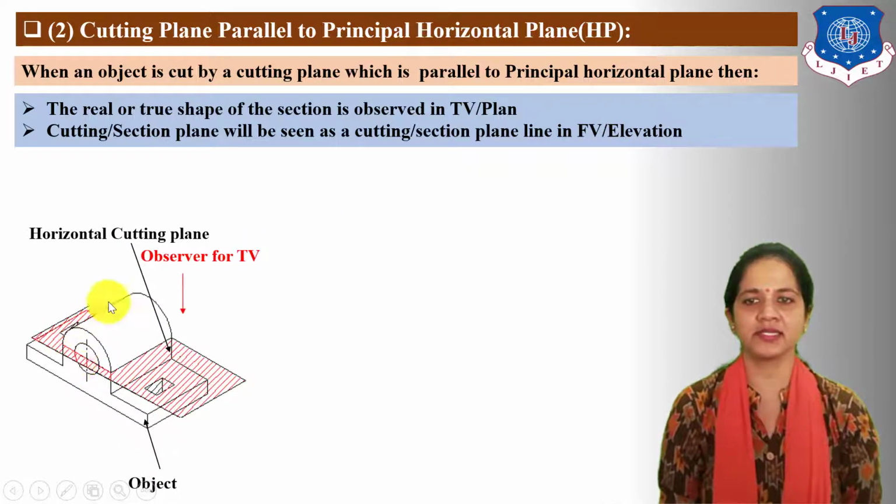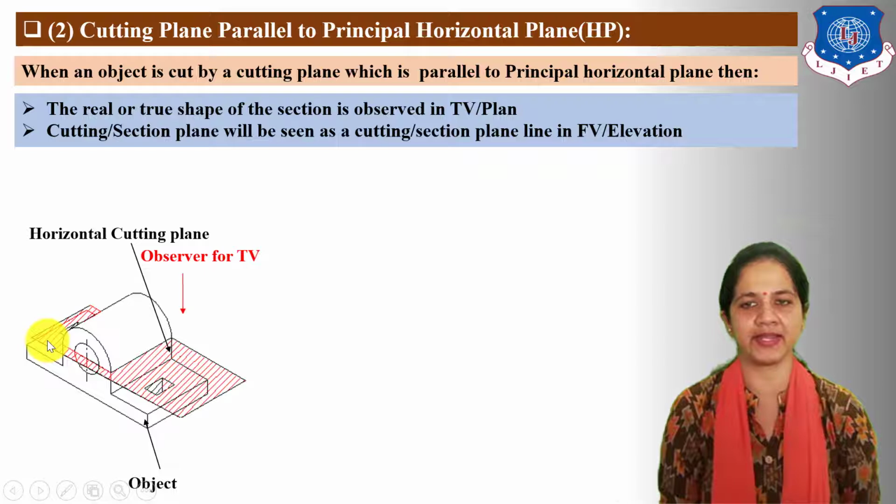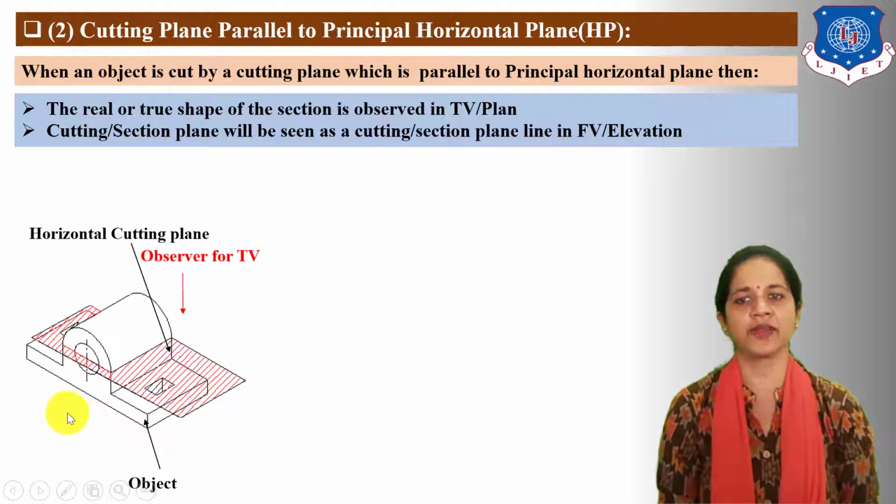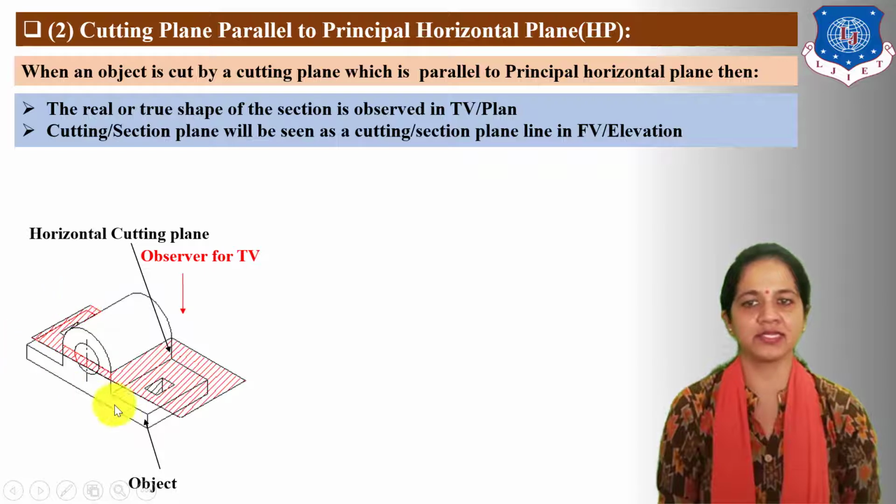Here you can see this object is cut by a horizontal cutting plane which is parallel to the horizontal plane. So the section appears in the top view and the cutting line of this cutting plane is drawn in the front view or elevation. So here the front view or elevation is not affected by this horizontal cutting plane.